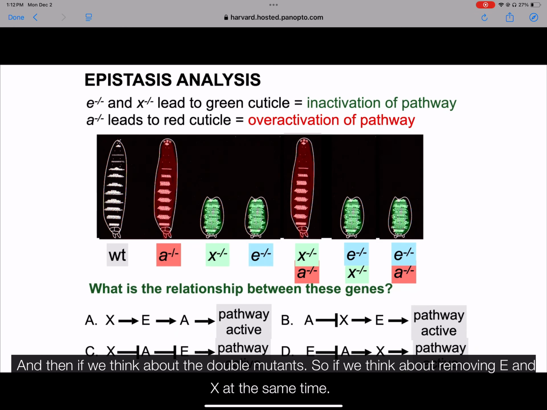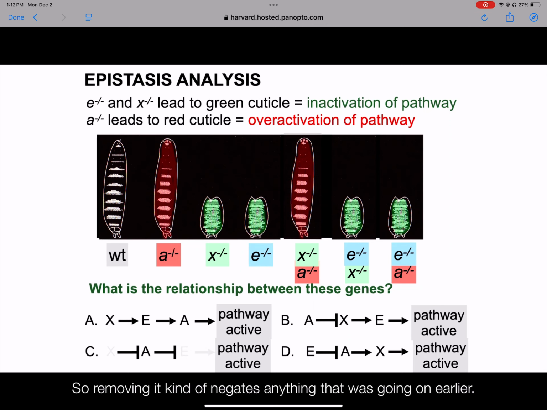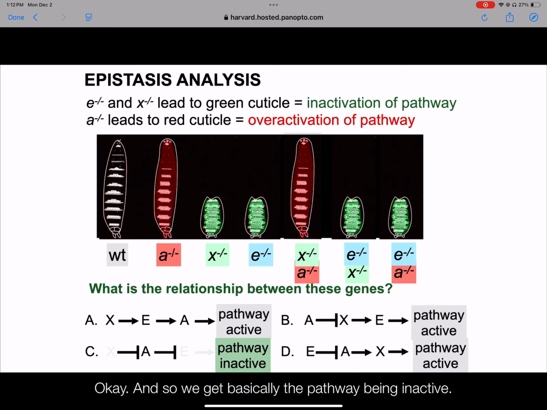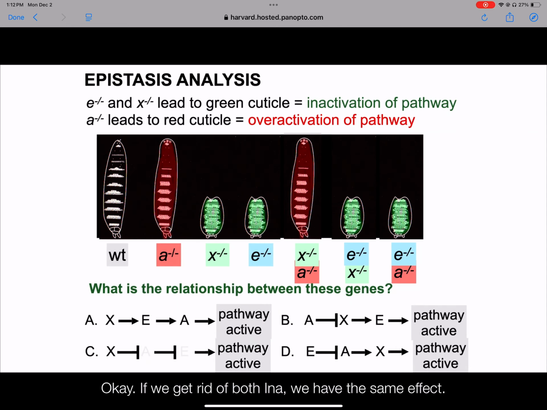And then if we think about the double mutants, removing E and X at the same time, exactly as was said, E is the last step, so removing it negates anything that was going on earlier. If we don't have E, there's no way to turn on the pathway, and so we get the pathway being inactive. Even though, because we don't have X, A is overactive, it has nothing to be overactive on. If we get rid of both E and A, we have the same effect.